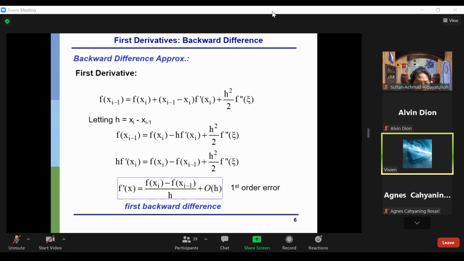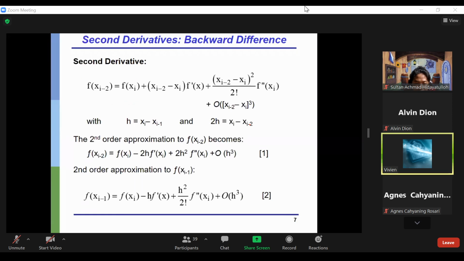So this is the derivation. I think we have also discussed this as well, correct? Yes, ma'am. We have discussed this as well. So we can skip on that.